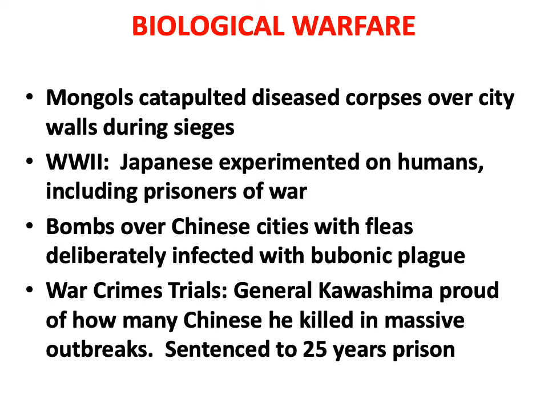After the Second World War ended, there was an International War Crimes Tribunal or trial. There was one in Europe, in Nuremberg, and there was one in Asia for the Japanese. And a Japanese general by the name of Kawashima proudly announced during the trial that he was proud of how many Chinese he had killed through the program that he was in charge of, infecting fleas with bubonic plague and dropping them by parachute. He was sentenced to 25 years in prison because this was considered a crime against humanity.